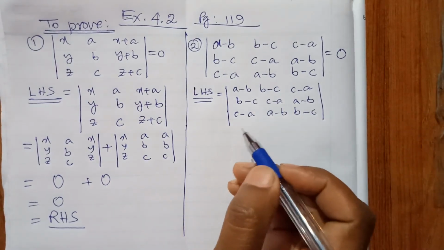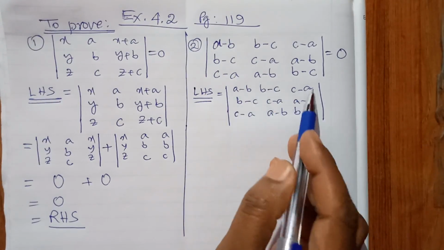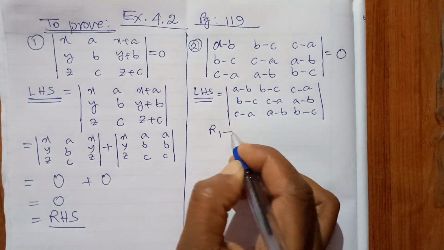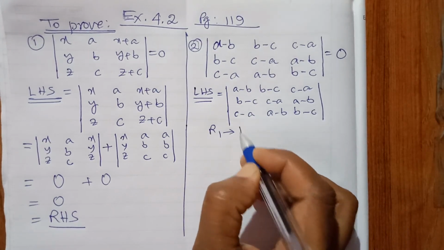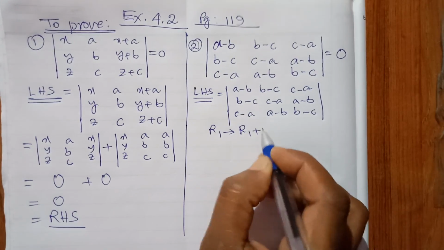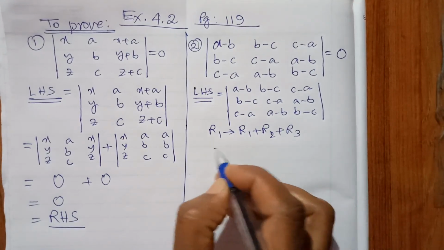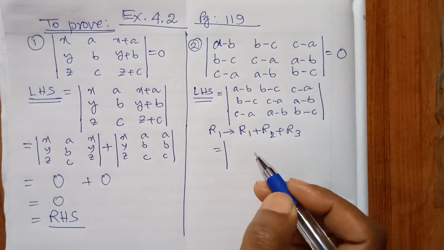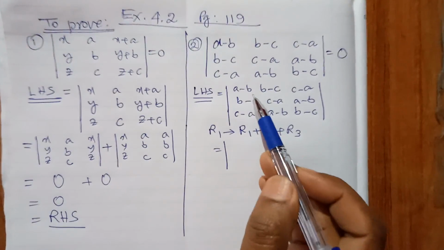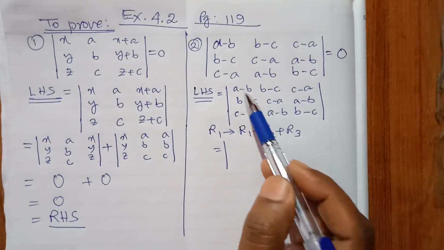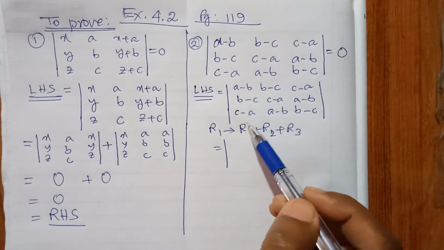Now what I'll do, I'll add all the elements of all the 3 rows. I'll make a change in row 1. The row 1 elements will be changed. How will the row 1 elements be changed? By adding all the corresponding elements of all the 3 rows, R1 plus R2 plus R3. Now see, if you add, what will happen in the row 1 elements? If we add the corresponding elements of the 3 rows, okay.